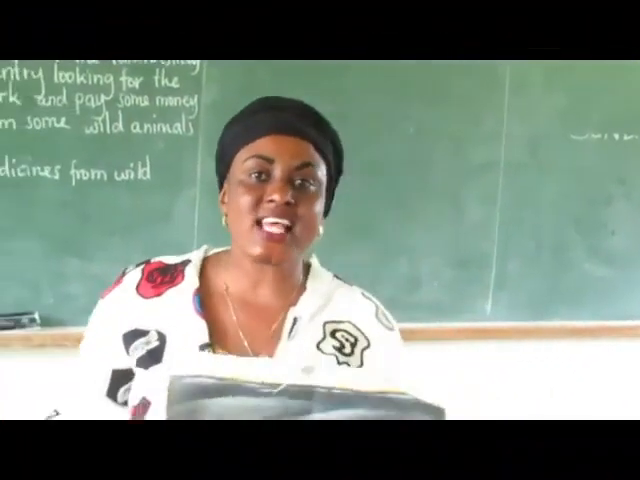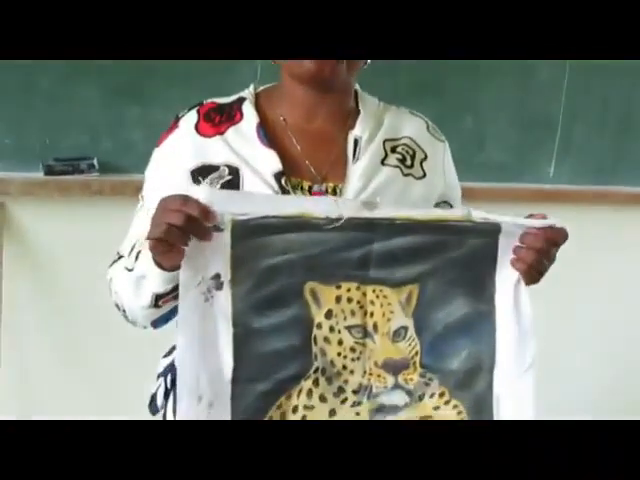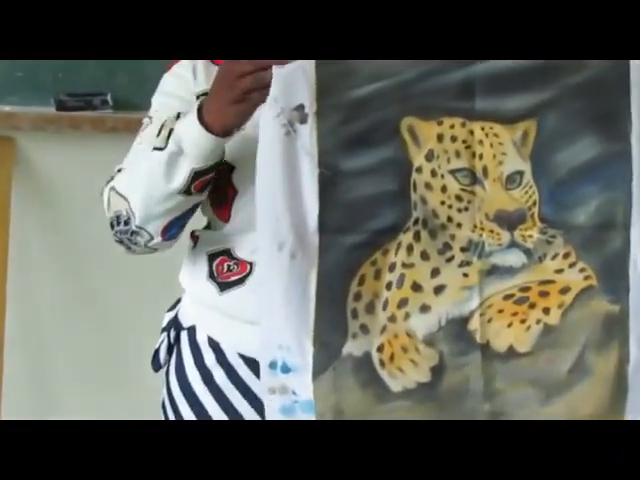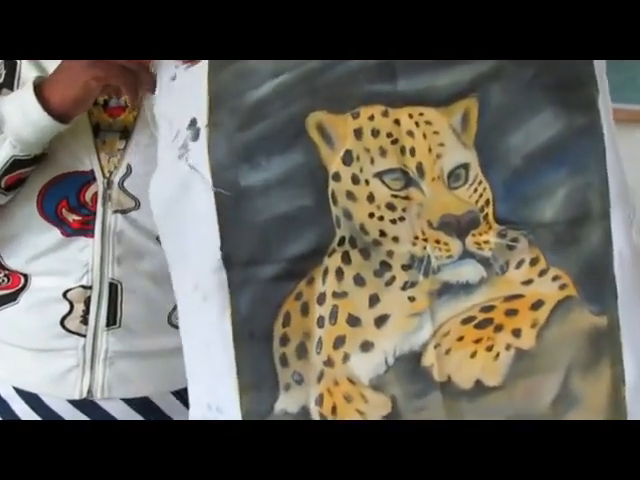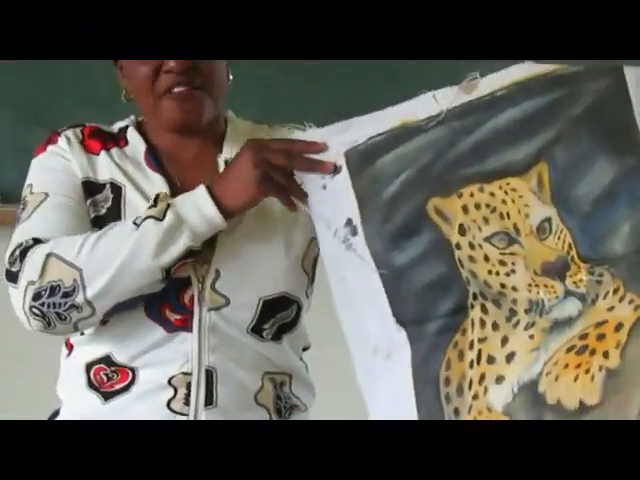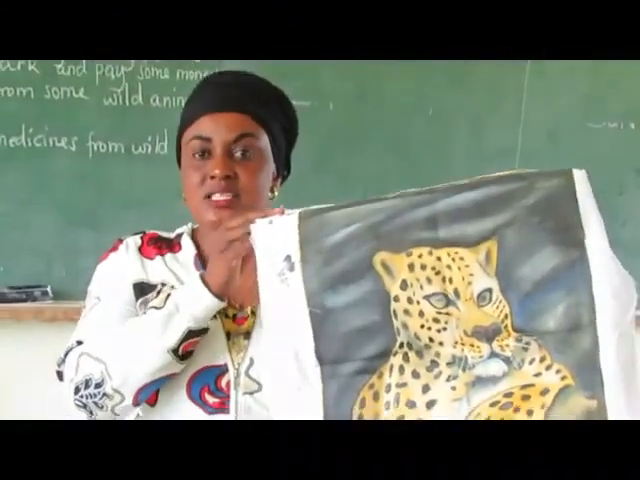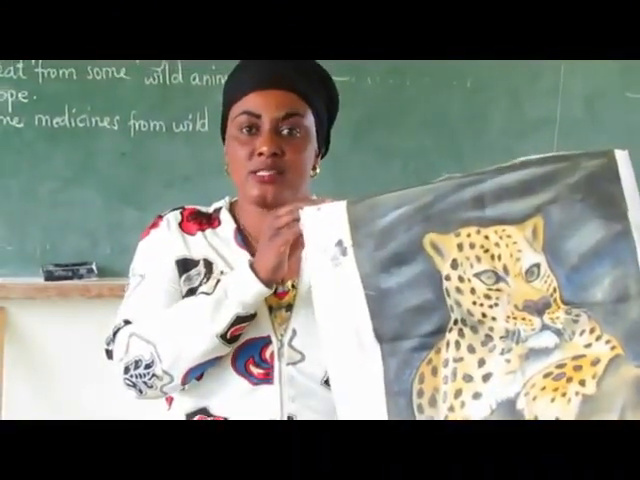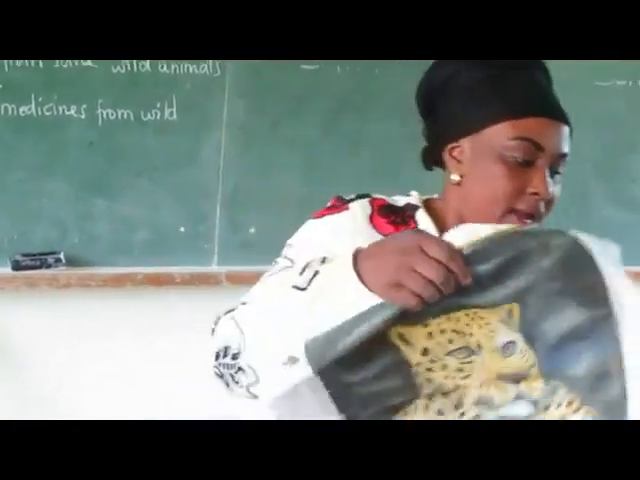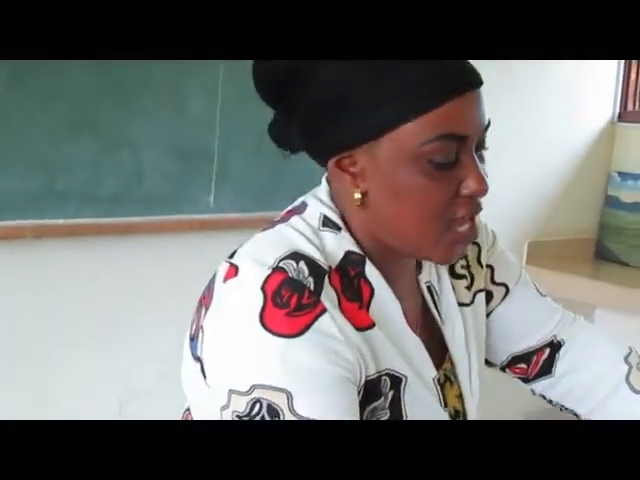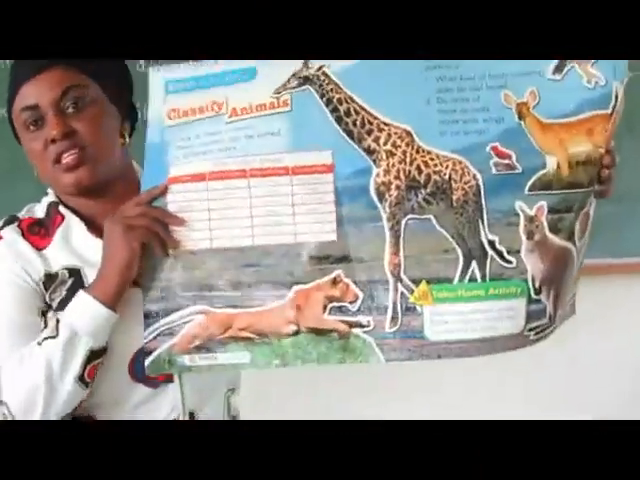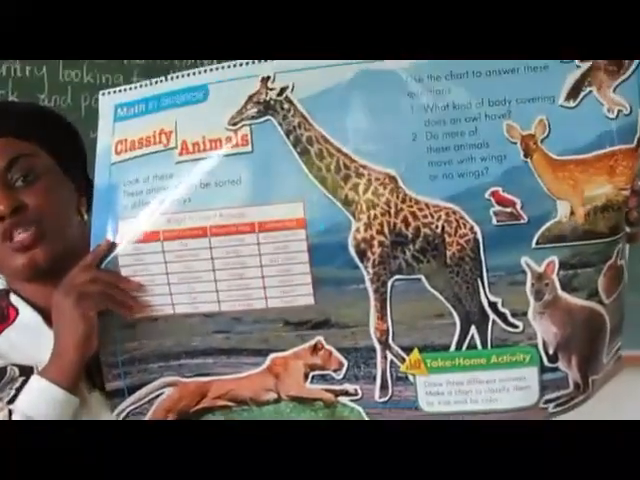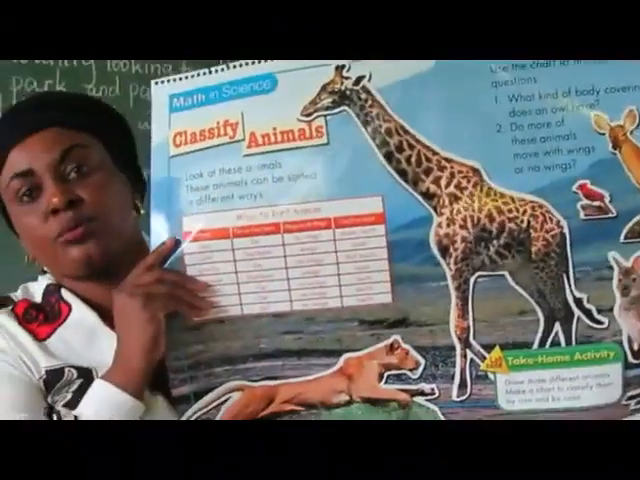Okay, kids, let us see some examples of the wild animals, those which are found in the national parks or in the zoo. For example, we have here a leopard. This is a picture of a leopard. Another picture is a picture of a giraffe. Here is a giraffe. This also is found in the national park or in the zoo.